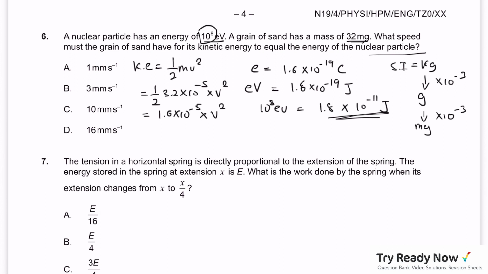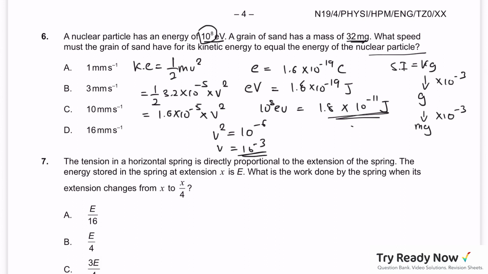So to make these two equivalent, we are missing a times 10 to the power of minus 6. So that means v squared must equal 10 to the power of minus 6, which means v is just 10 to the power of minus 3.